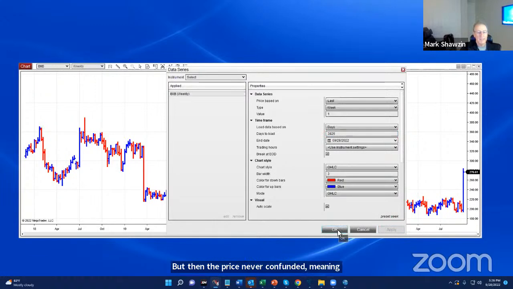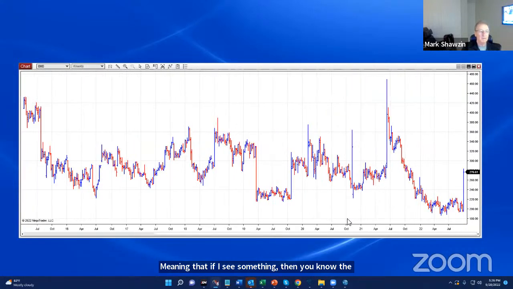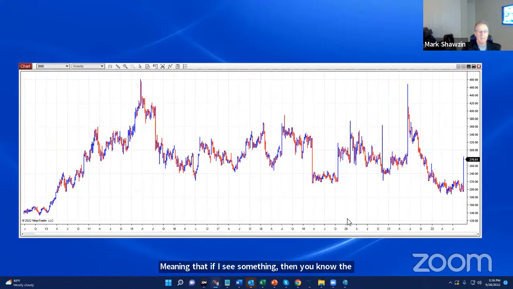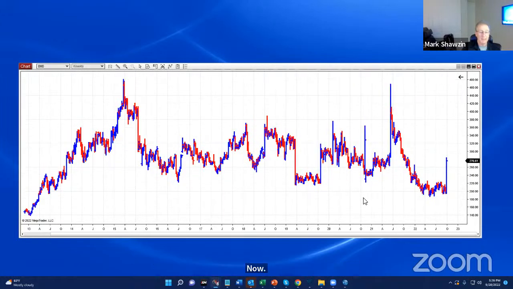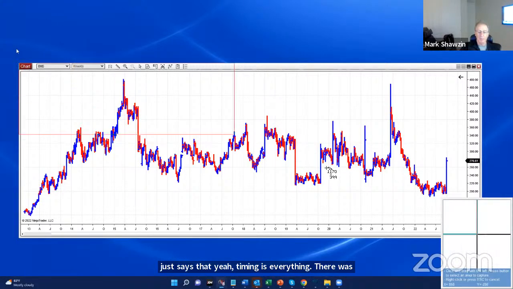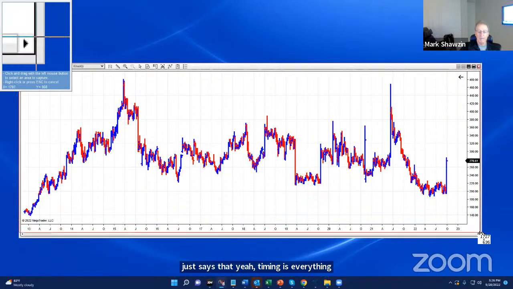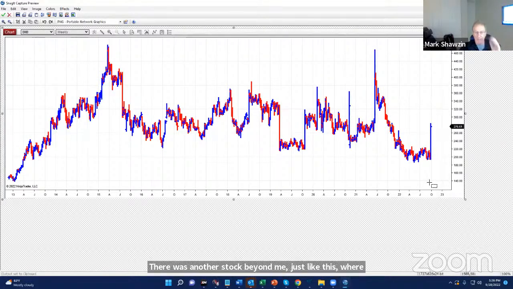Meaning that if I see something, the market should then confirm it. So you can see that. Now, I still think this is a great short, but this just shows that timing is everything. There was another stock, Beyond Meat, just like this, where I made a lot of money anticipating a short covering trade like this.